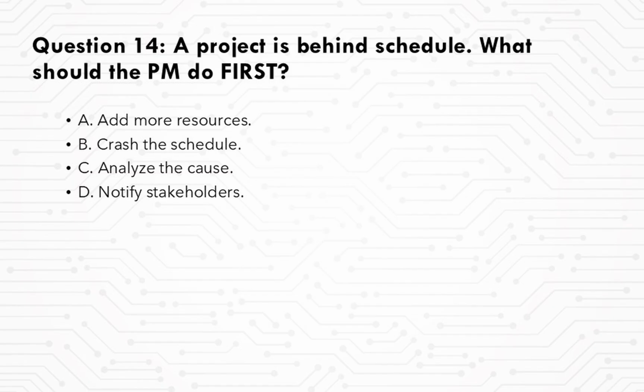Question 14. A project is behind schedule. What should the PM do first? A. Add more resources. B. Crash the schedule. C. Analyze the cause. D. Notify stakeholders. Answer: C. Always identify root cause before taking corrective action.